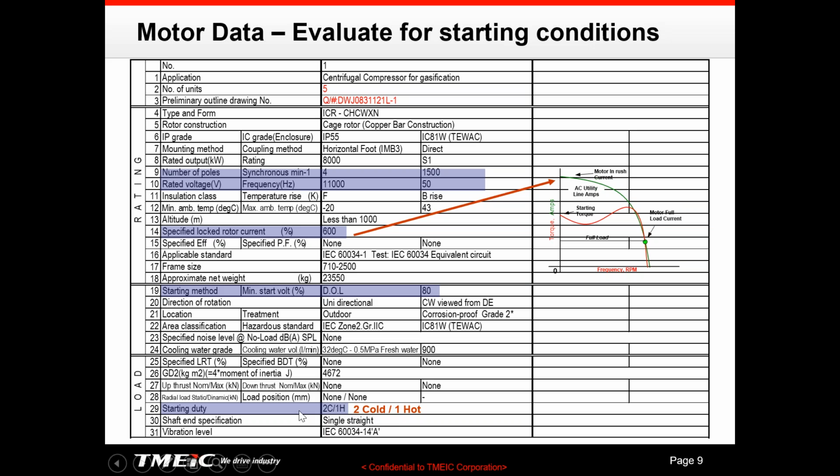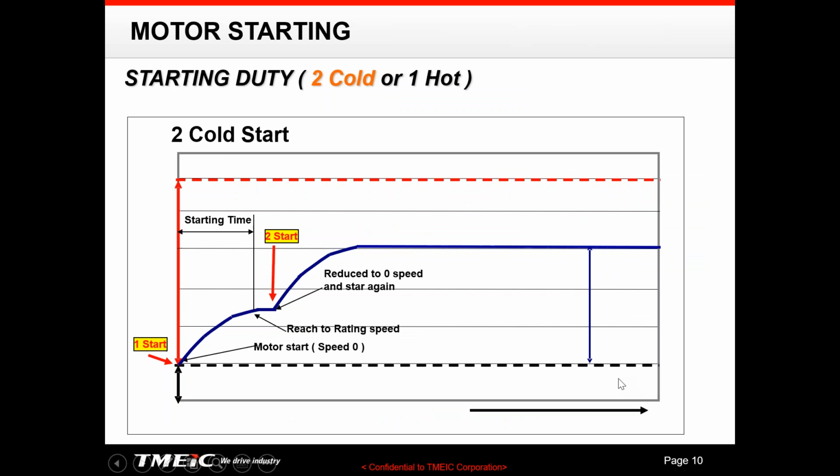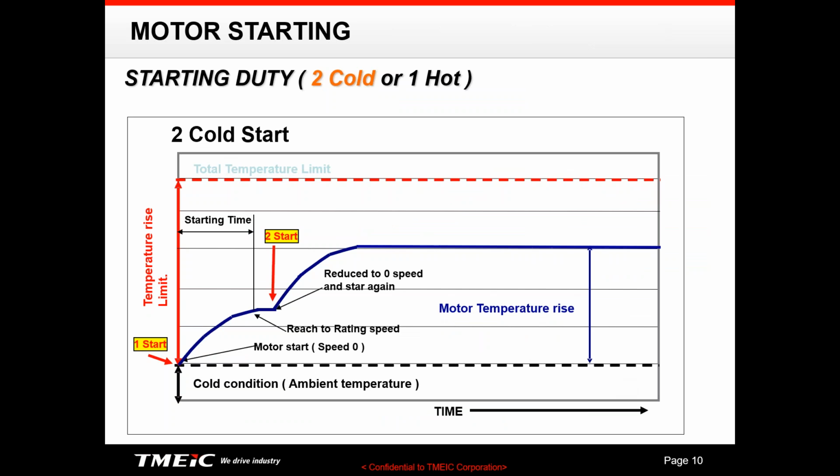And here you can also see the starting duties. This motor is designed for 2 cold and 1 hot consecutive starts. So what does the starting duty actually mean? Of course, the motor is designed for Class F insulation and Class B temperature. So what is the Class B temperature? Per the standard, we assume the ambient temperature as 40 degrees C, and we have 80 degrees C as a temperature rise limit for the motor design.